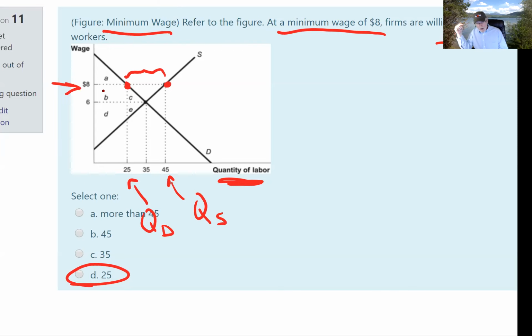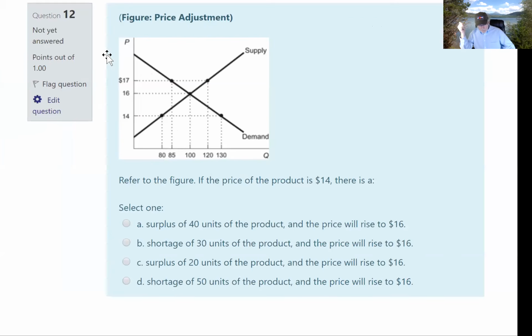Okay? The higher the minimum wage, the more unemployed workers you're going to have. Okay? But to answer this question, you didn't have to go through all of that. Always be sure to read the question carefully, because there are different ways that questions can be asked. What's the quantity demanded? What's the quantity supplied? How many unemployed workers will there be? You've got to read it carefully so that you know what it's actually asking. Number 12.